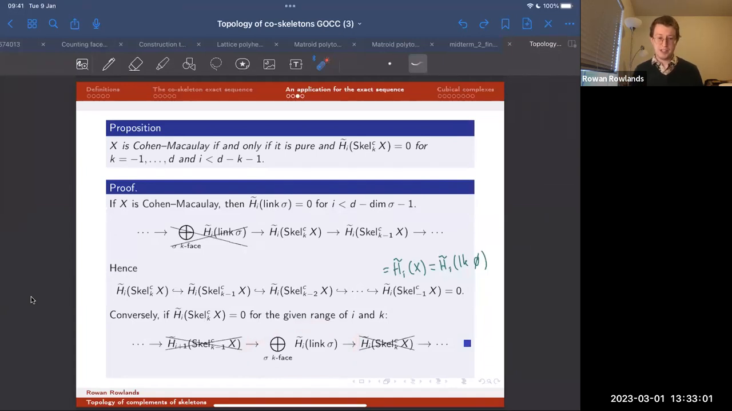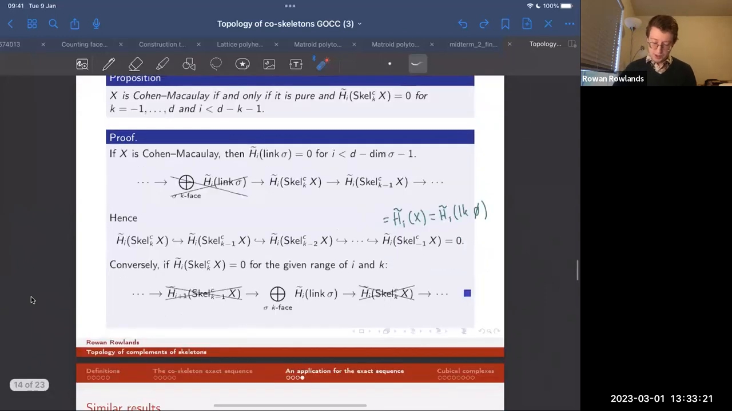And by similar logic to before, since this space is 0, this map is injective. And so this space must inject into 0, and so it must also be 0. And so the links of all of the faces must have 0 homology for the right range of i. And so X is Cohen-Macaulay.